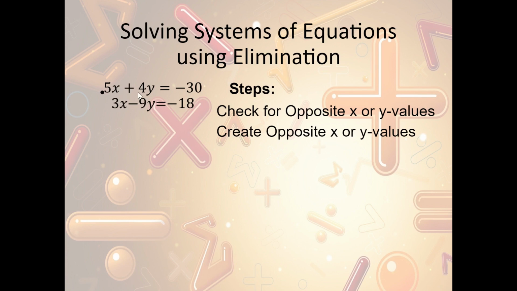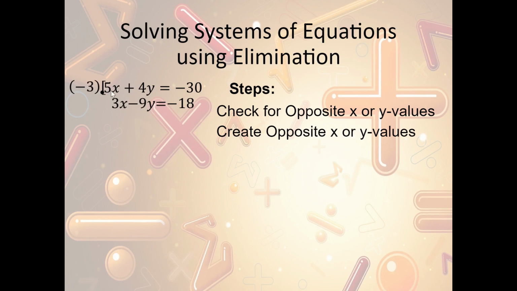And I can't multiply 4 by anything to get 9. So I'm actually going to have to multiply both of the equations now. So I can pick either the x values or y values. Now the y values are going to get really large if I start multiplying by 9. So I'm going to use my x values. And I'm going to multiply the top one by negative 3.